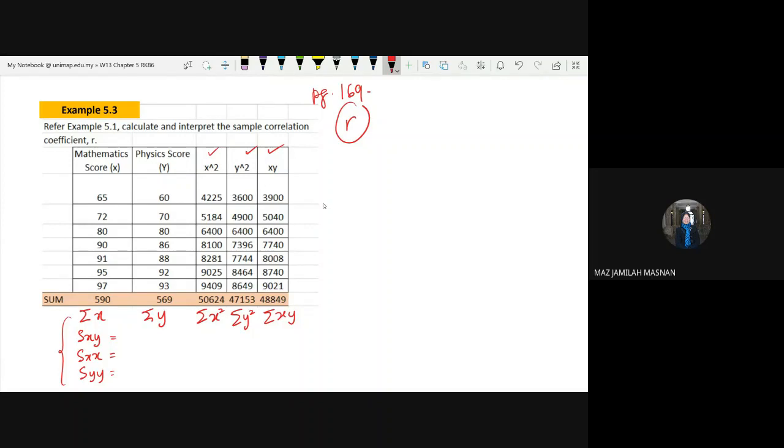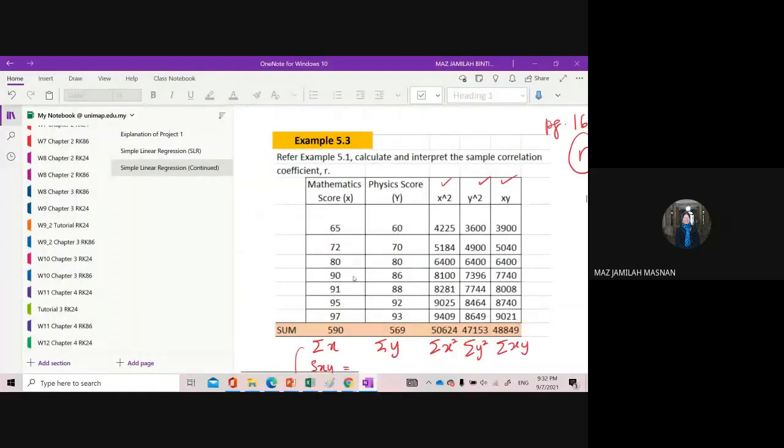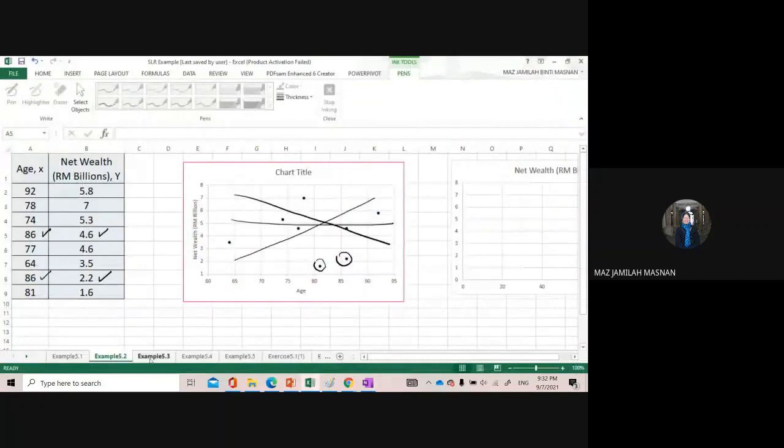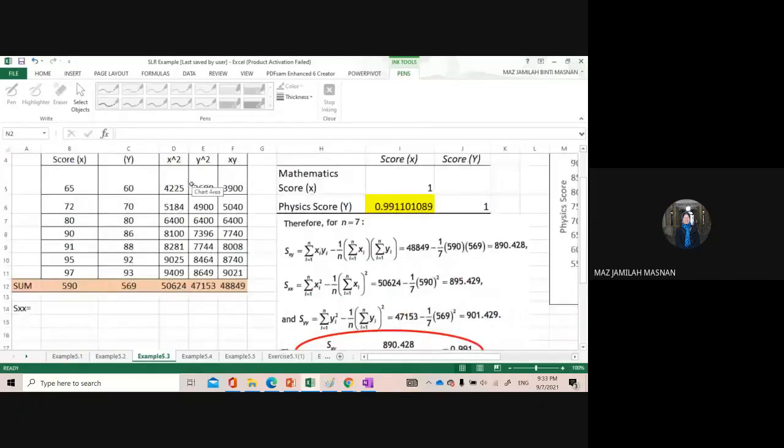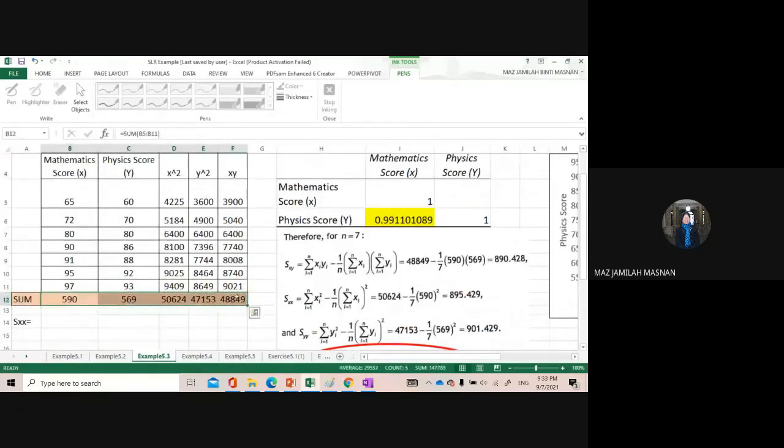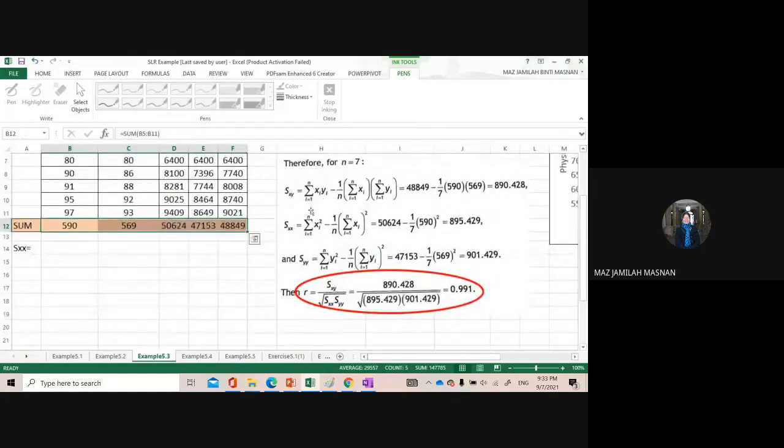So because we are not going to discuss the manual calculation of the sample correlation, I would like to show you how you can use Excel to find your sample correlation R. Let's move to example 5.3. Please refer to my Excel. If you can see from my Excel here, all this summation can be put into your Sxx, Syy, Sxy, and everything. And finally, based on the calculation, you can get your calculated sample correlation coefficient.